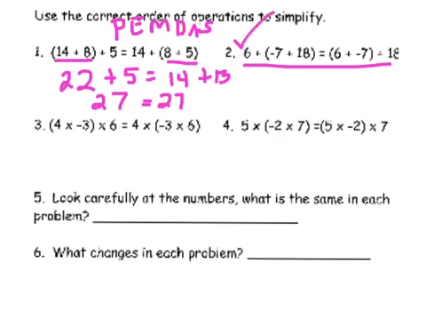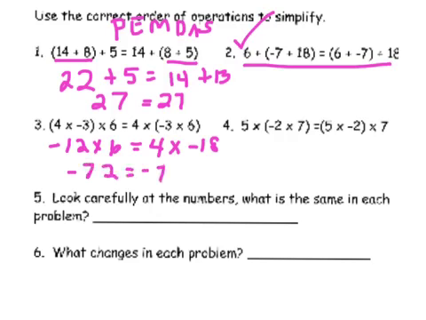Alrighty, number 3. 4 times negative 3 gives me negative 12 times 6 equals 4 times, I got to do what's in the parentheses, negative 18. Now negative 12 times 6 gives me negative 72, and that is equal to negative 72. Pretty darn cool. Go ahead and do this one on your own and raise your hand to get checked.